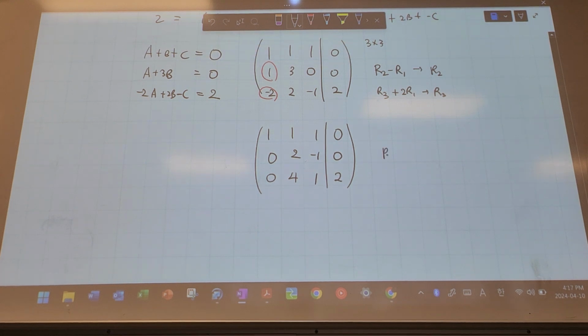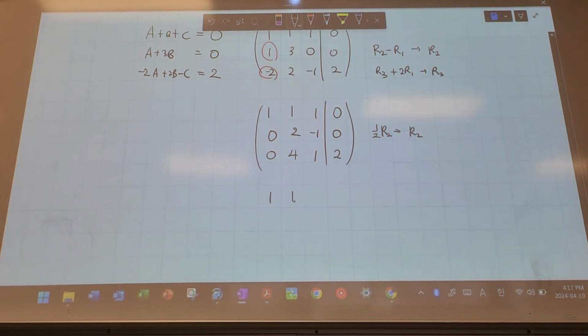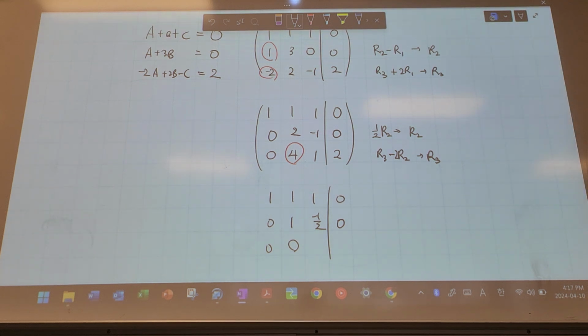So I'm going to divide row 2 by 1 over 2. It's going to be 1, 1, 1, 0, 0, 1, negative 1 over 2, 0. And while I'm doing that, let's also do R3 minus 2R2. It's going to replace R3. It's going to be 0, because I want to target this one, right? 0 here. 1 minus 2 times negative 1 is 1 plus 2, so it's 3. 2 minus 0 is 2.